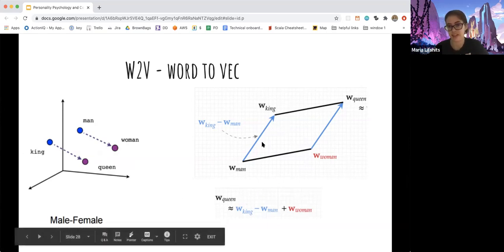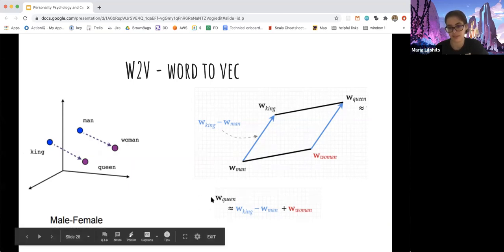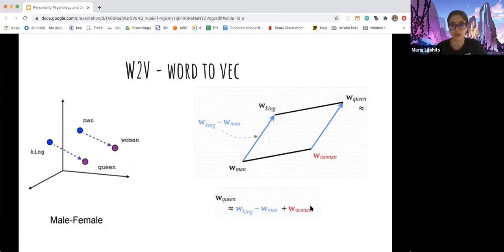And actually, talking about math, if you take the vector value of the queen, you can see that it's actually king minus man plus woman. So the computer, even though it doesn't understand what the words mean and only has a mathematical representation of them, can actually make guesses about the words that are close to them.